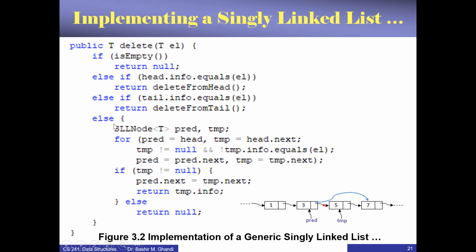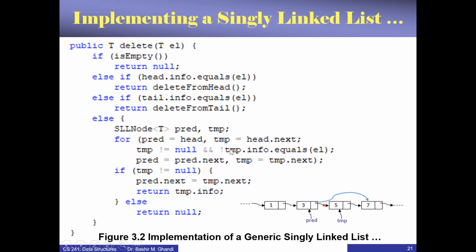This is how we're going to do the deletion. So here in the else part, we are defining two variables, pred and temp. Pred initially will be head, because we are sure the target is not in the first node, so we can make pred to be the head. Temp, on the other hand, will be head.next, so it will point to the second node. So this is the initialization. Pred is the first node, temp is the second node.